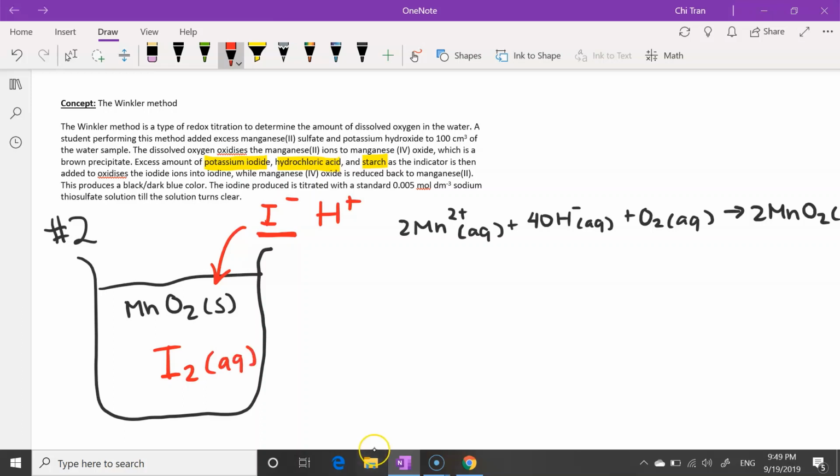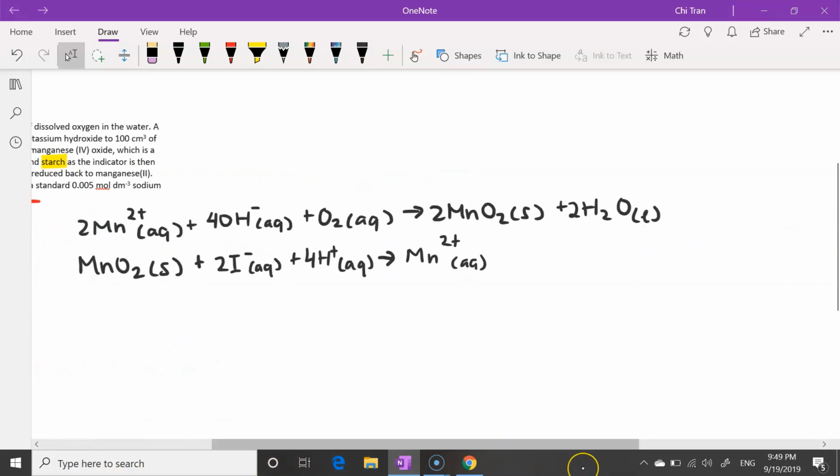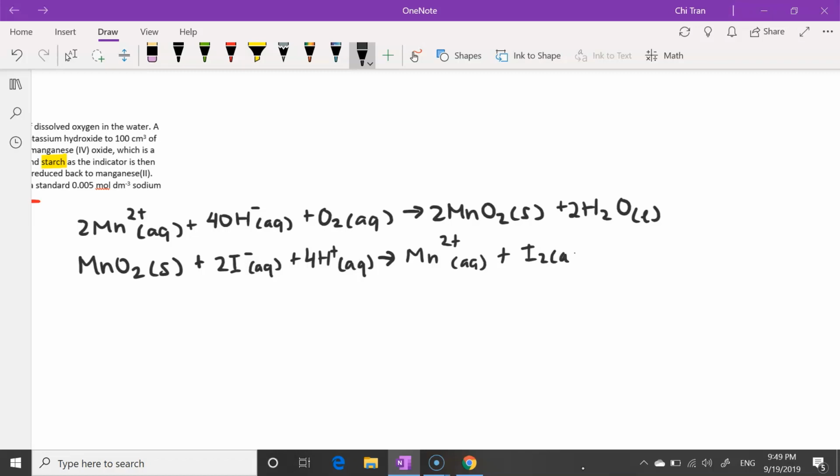The chemical reaction we get from the second step is MnO2 (s) + 2I- (aq) + 4H+ (aq) makes Mn2+ (aq) + I2 (aq) + 2H2O (l).